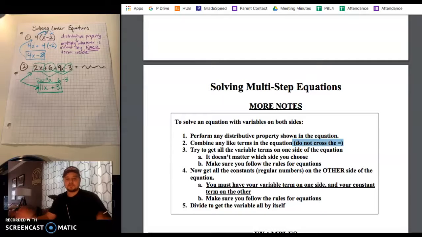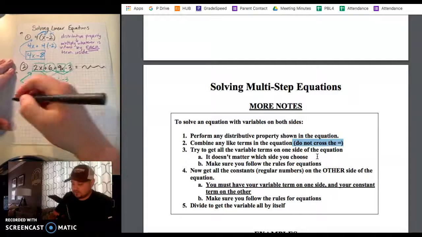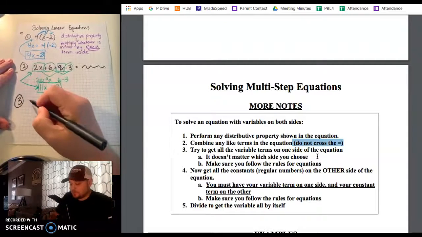All right, so the next step that you might have to do in an equation is to get all the variable terms, that's our x's or our r's or b's or l's or whatever letter we're using, onto one side of the equation. And the key here, it does not matter which side you choose. You could either go to the left or to the right. So let's look at an example of something where we might have to do that.